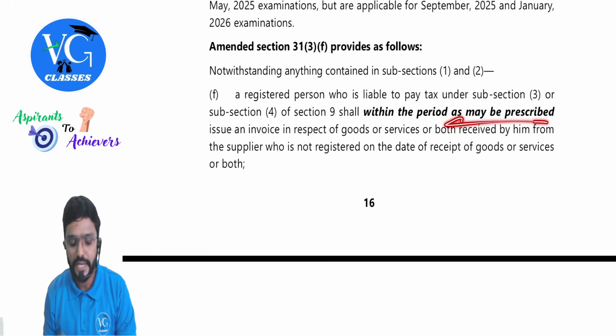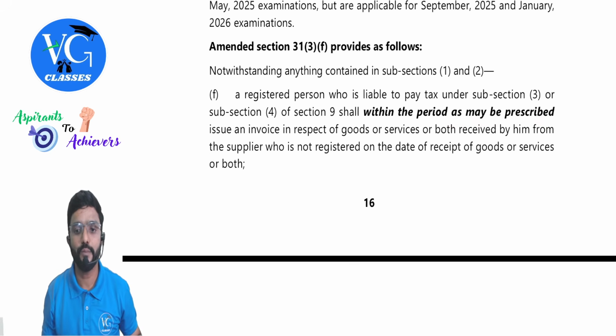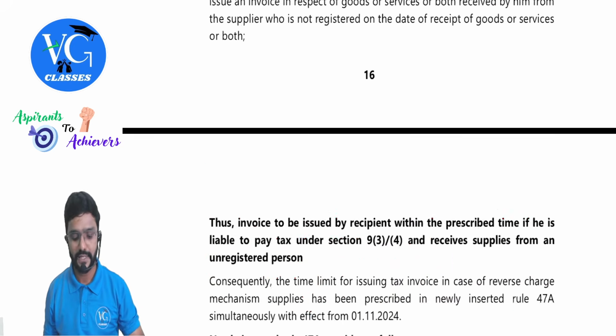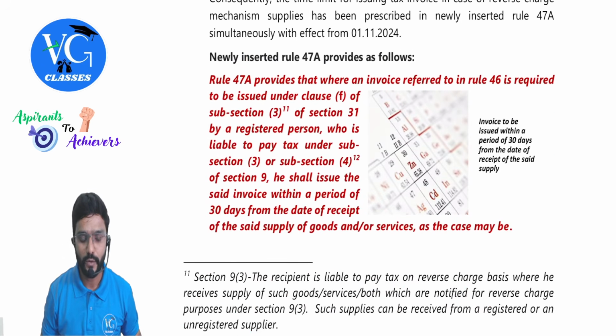So in the section they have told, as may be prescribed, issue an invoice in respect of the goods or services or both received by him from the supplier who is not registered, on the date of receipt of goods or services or both. So where have they prescribed these days, sir? In the rule. Here it is. Let me read that rule.